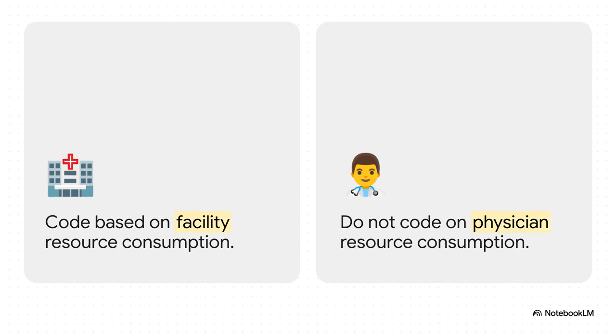CMS recognizes that the EM level reported by the hospital is totally separate from the level reported by the physician. Why? Because facility coding focuses 100% on facility resource consumption. We're scoring things like nursing time, room use, supplies, and equipment. The physician's mental work, their medical decision-making, doesn't score you any points here. We only score the hospital's physical overhead and the staff's effort.